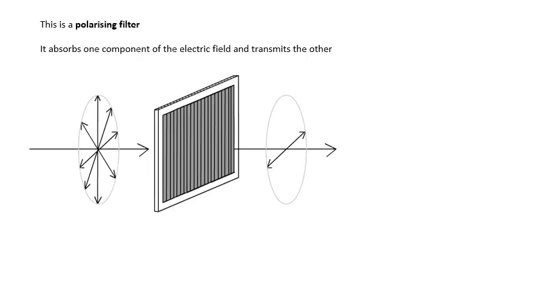Now, this is a polarizing filter. The specification actually calls it a Polaroid, which is actually a brand name for a type of camera. But it's a polarizing filter because what it does is absorb one of the components of the electric field and transmit the other. So this particular polarizing filter, you should see it's absorbing the vertical component and the horizontal component is getting through. So it absorbs one of the components and transmits the other. Transmits means it goes through it.